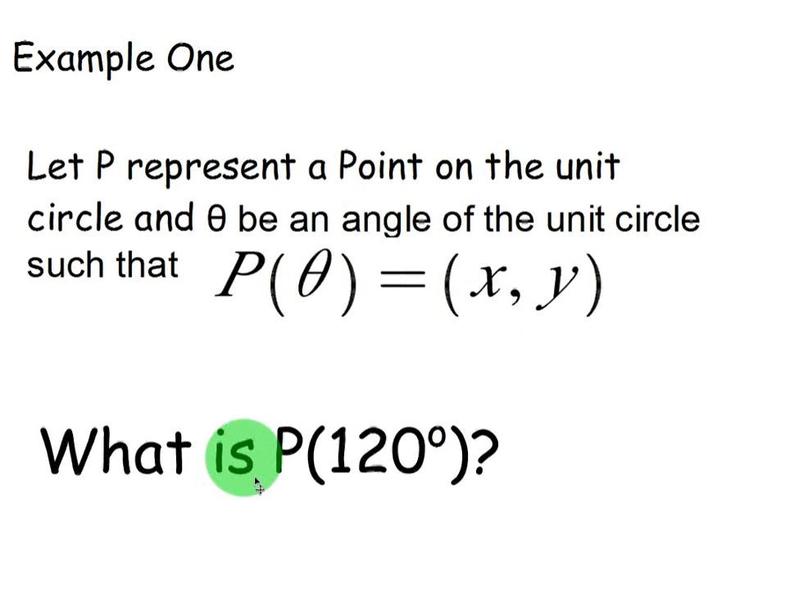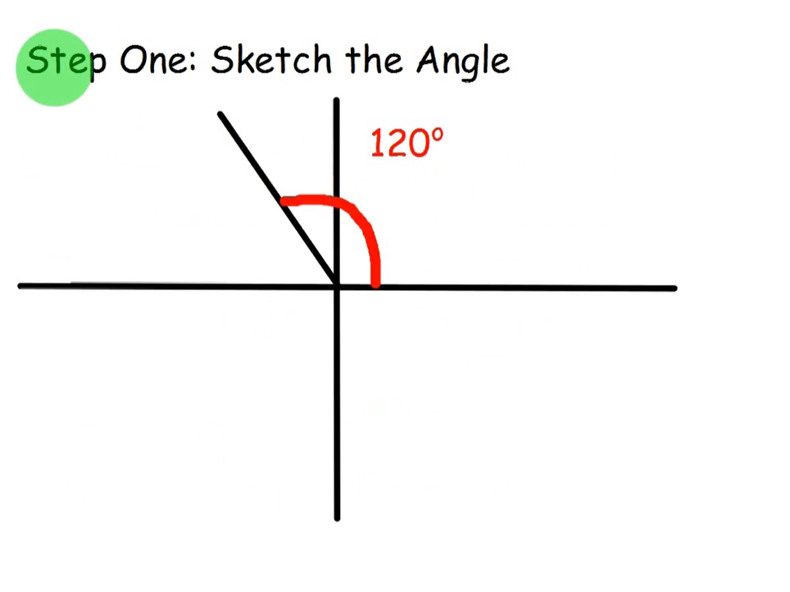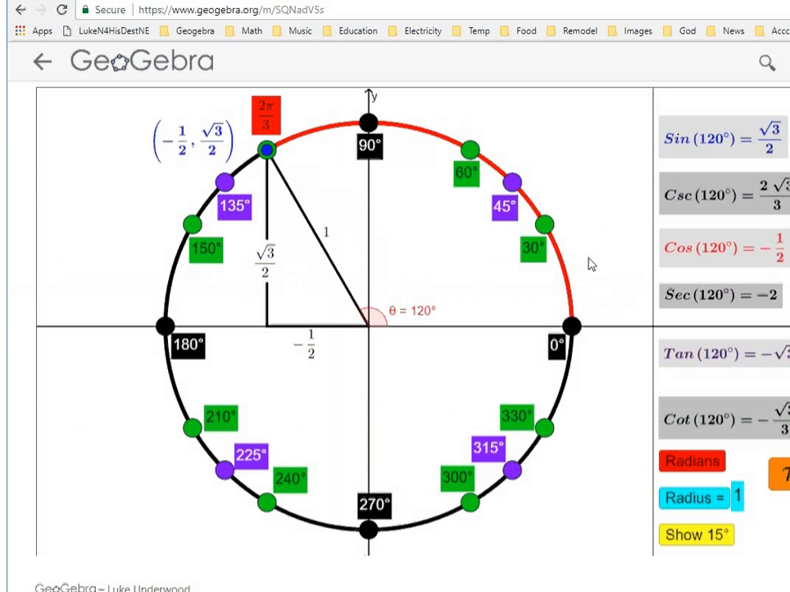So let's just go back to 120 and figure out how we can get there using the first quadrant. So what is the point on the unit circle at 120 degrees? Well, the first thing you're going to do is just sketch your angle. Okay. So bringing back our app, it'd be this big red arc right here. Let's just pretend we don't know what the point is yet. So that's your point on the unit circle.